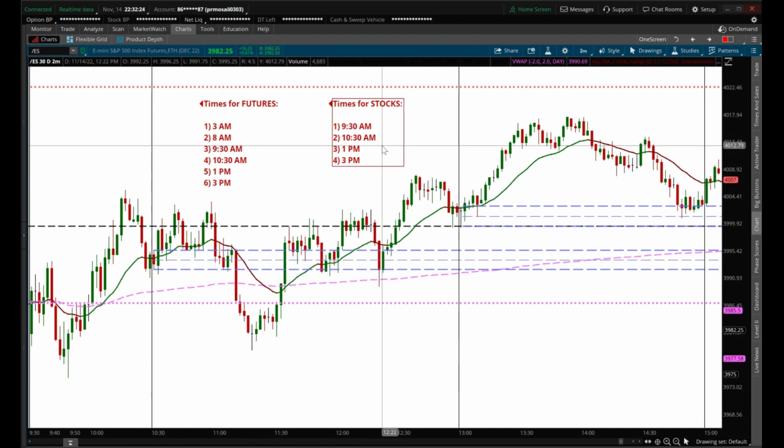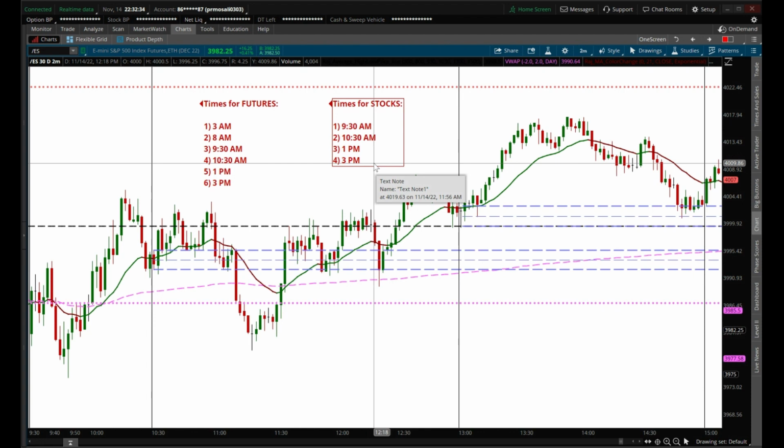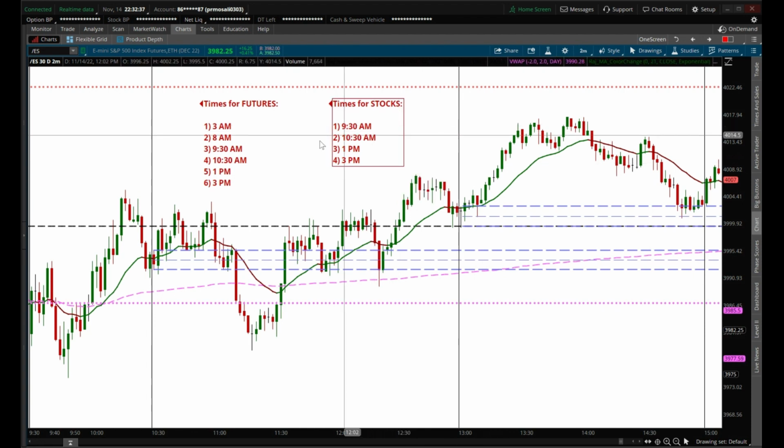3 p.m. is 1 hour before the close. On stocks, 9:30 is New York Open. 10:30, again, a major shift happens. 1 p.m. is the afternoon session start. 3 p.m. is 1 hour before the close of the stock market.